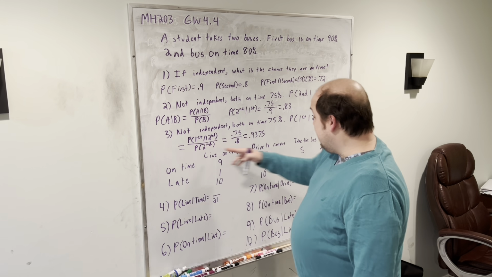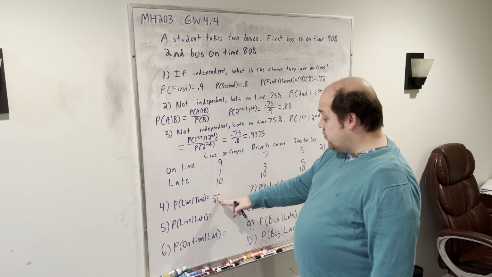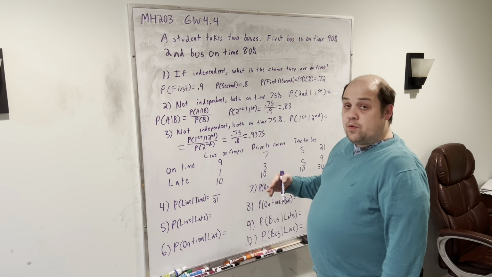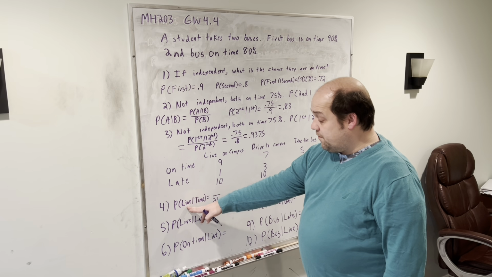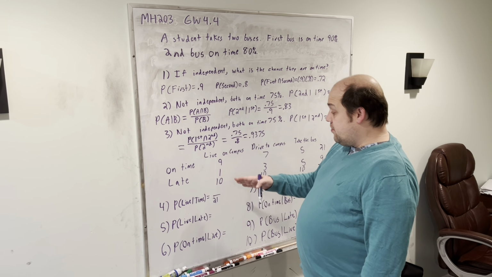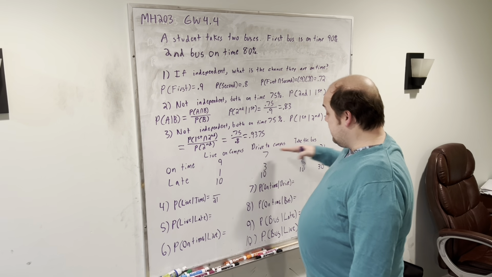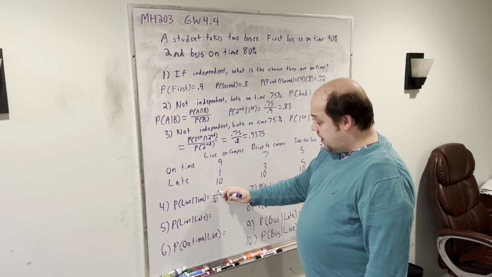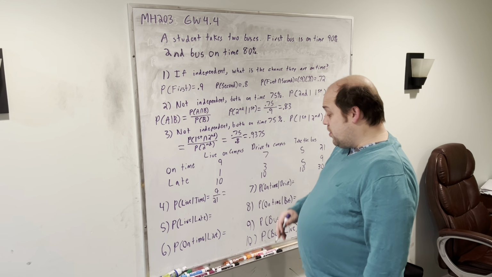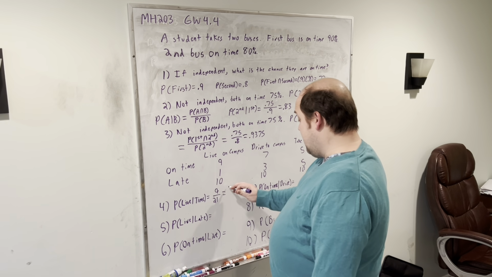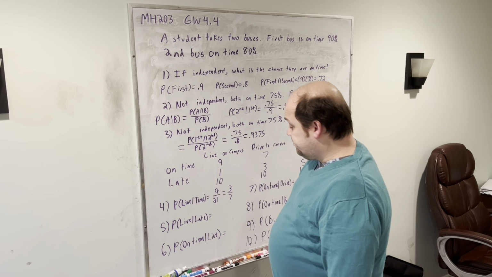So we isolate this row for both the total that goes in the denominator and we look to the intersection of what comes before the given line. Here, the intersection of live on campus with on time is that single cell 9. 9 over 21 can really be reduced by 3 to get 3/7.